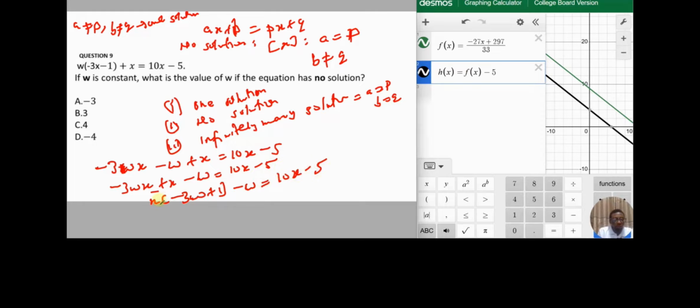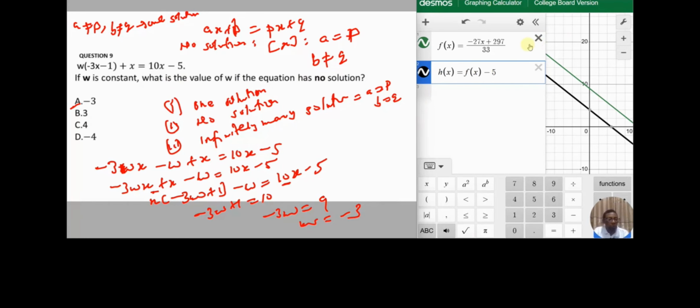So I equate the coefficient of x. The coefficient of x here is 10. The coefficient of x here is minus 3w plus 1. So minus 3w plus 1 equals 10. If you solve this, I should have minus 3w is equal to 9, and w equals minus 3. In this case, I feel solving directly is faster. If they say find the value of w for which the equation has no solution, our answer is actually minus 3.